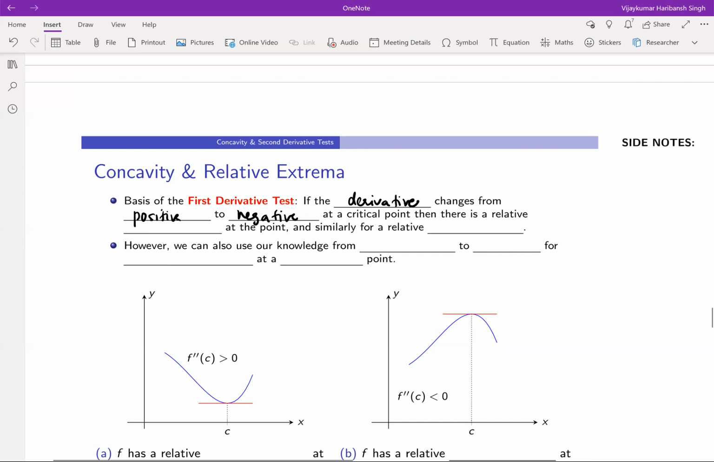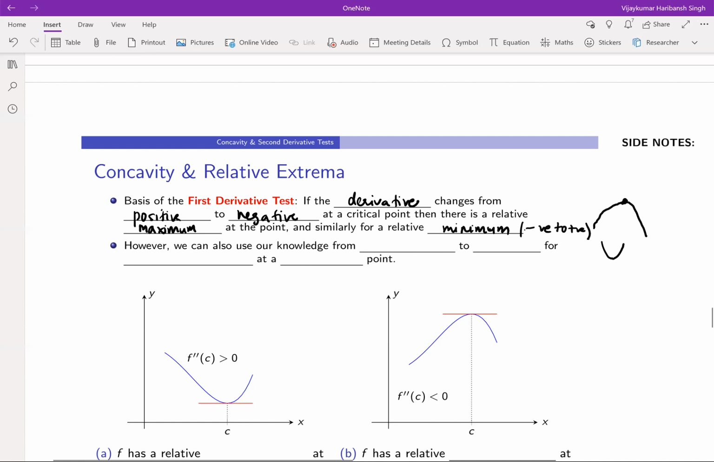Let's just draw it. So what is happening? At the critical point, the derivative was positive, which means the function was increasing. After that, the derivative became negative, which means the function started decreasing. So it will give you a relative maximum. And similarly, if it changed from negative to positive, then you'll get a relative minimum.